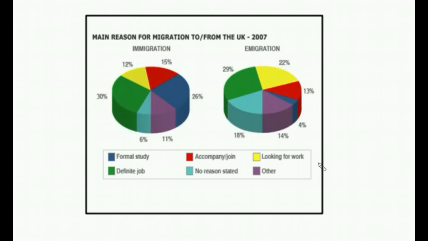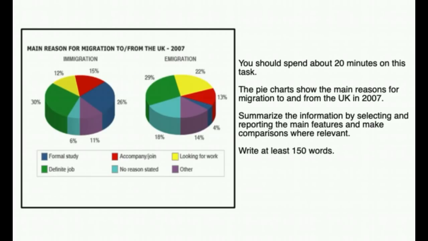You'll usually be given a key to tell you what each segment represents. Or it may be written on the actual pie chart itself. And each segment has a value which will be given in percentages. Let's look at analysing this particular IELTS pie chart.